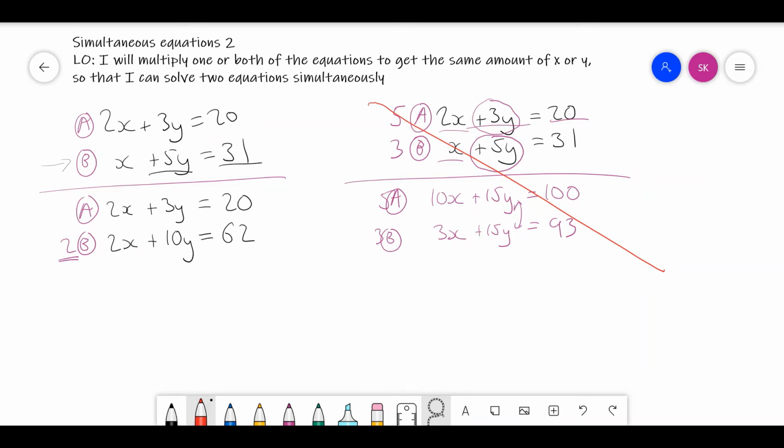Sometimes we're going to have to multiply both the equations by numbers, like over here, in order to solve them simultaneously. But when we can, we should only try to minimize the number that we are multiplying.